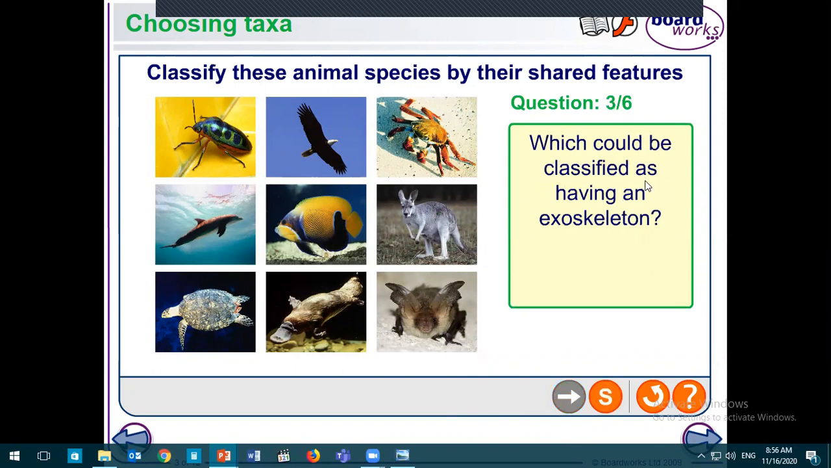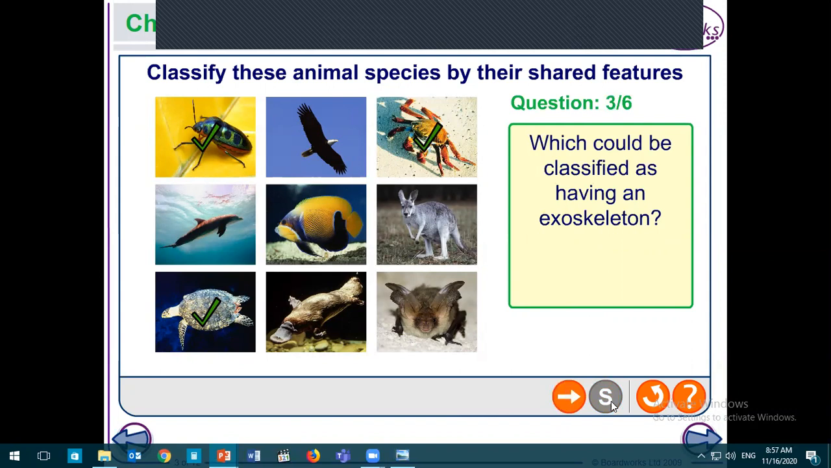Okay, which could be classified as having an exoskeleton? It means it doesn't have fur or hair. It has a hard coverage that surrounds it. The turtle. Okay, what else? The insect, the bug. Do you think there's something else with an exoskeleton? Like it has a hard coverage. The crab. Okay, this is right. That's right, guys.